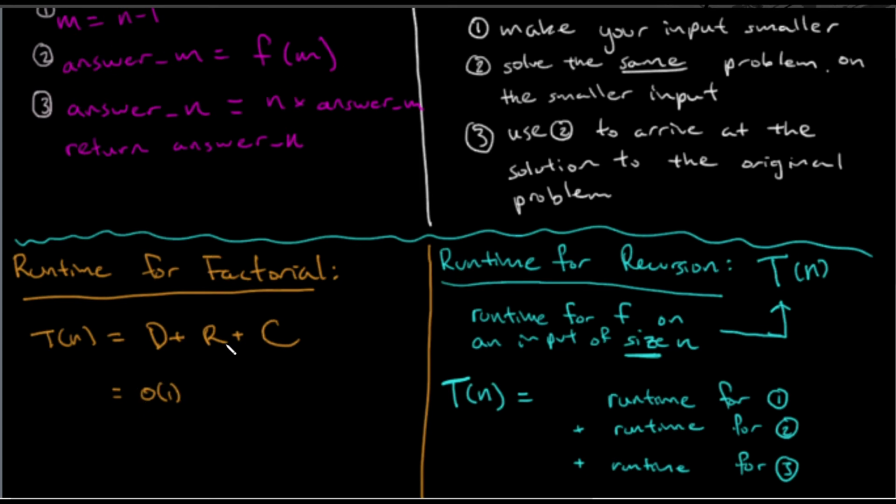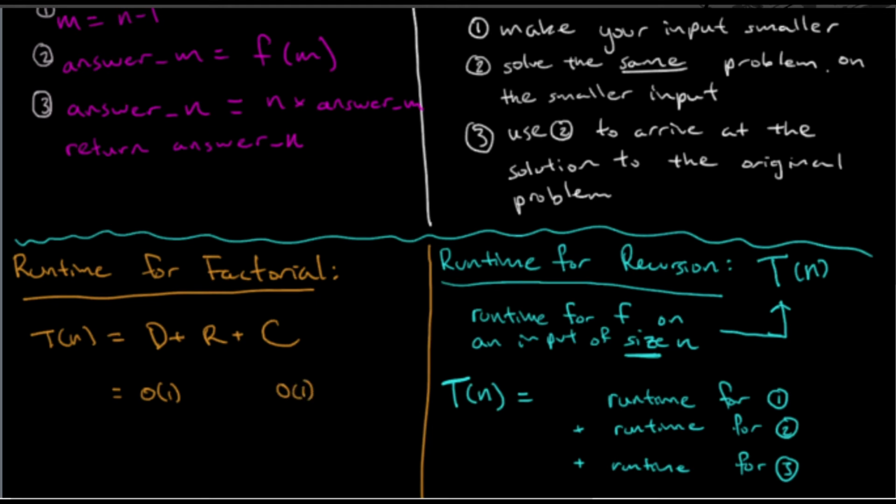Let's skip the recurse for now. What about step 3? Step 3 is the time to arrive at the solution to the original problem. So that involves this labeled 3 line right here, which is just 1 multiplication, and again assigning that to a variable, which is also constant.